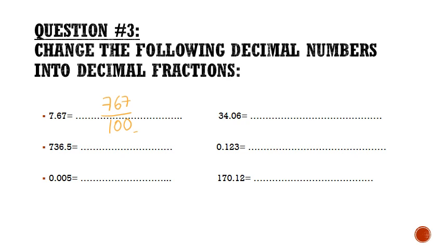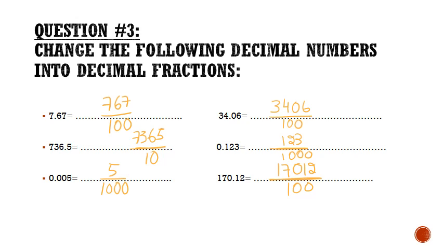736.5. So how do I write it? It's 7,365 over 10. Very good. The third one, Rena? Yes. 5 over 1,000. Excellent. Maria? 3,000 over? 100. Very good. Yes, Habib. 123 over 1,000. Very good. Noor? 173.12. So how do I write it? 17,312 over 100. Very good. So are the steps clear? Yes. Good.